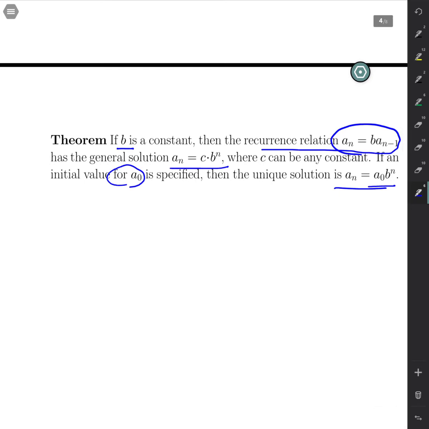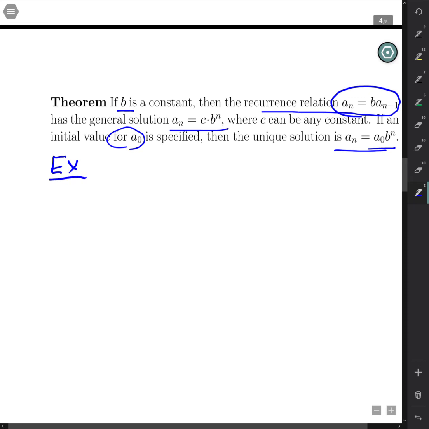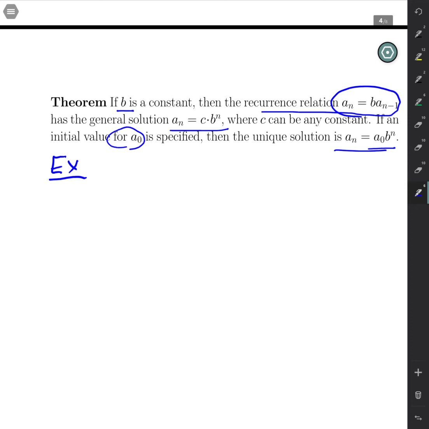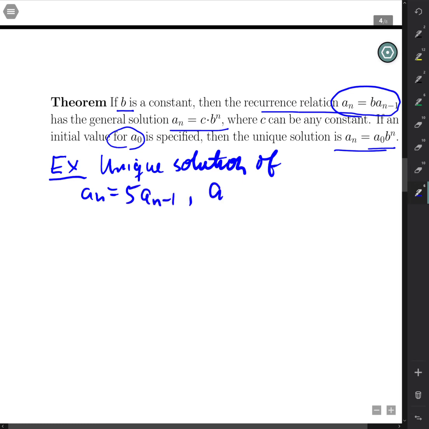Right, so I'm going to argue why this is true using an inductive approach, mathematical induction, on this one right here. But before I do that, let me just give an example. And I will tell you this is about one of the easiest problems that you could encounter on a test. If on the second test I do happen to decide to ask for a solution here, then the unique solution of a_n is equal to, let's just pick a constant here, 5 a_(n-1), where a_0 is, I don't know, let's say 3, right?